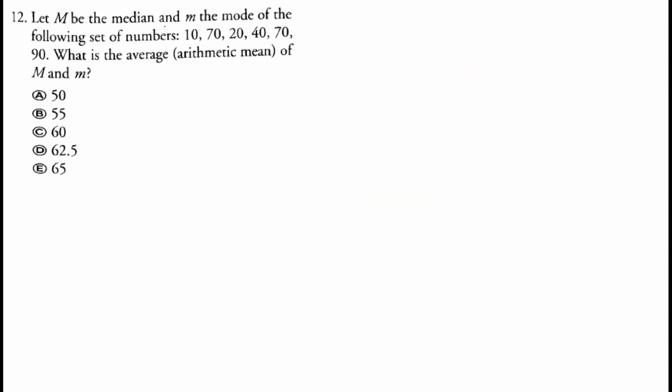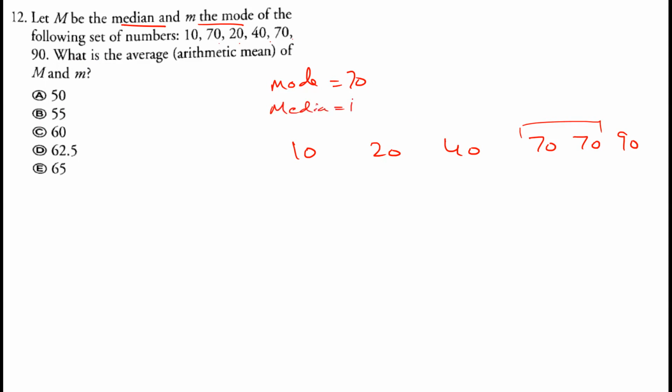Now let M be the median and m the mode of the following set of numbers: 10, 70, 20, 40, 70, and 90. First of all, to find the median, we need to place them in order from lowest to highest. So this would be 10, 20, 40, 70, 70, and 90. The mode would be 70 because it occurs twice and all the other numbers occur only once. So mode is the number which occurs the most, and median is your middle number.